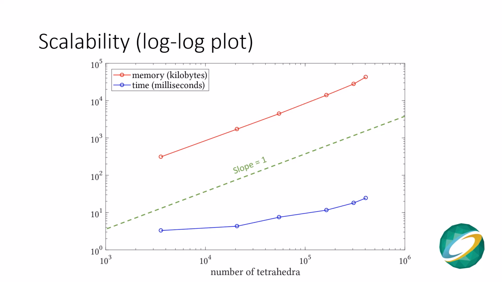We see that the memory cost of our multigrid solver scales linearly, which is very nice, and the performance scales better than linear initially with the help of parallelization, and it will eventually converge to linear for large meshes.